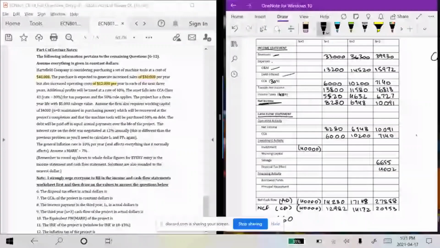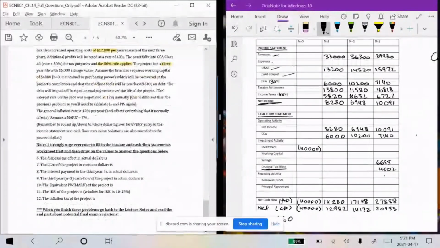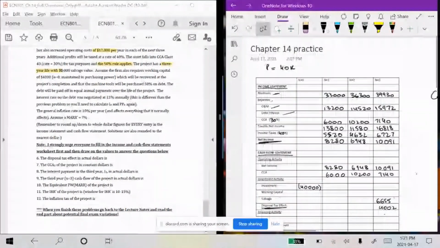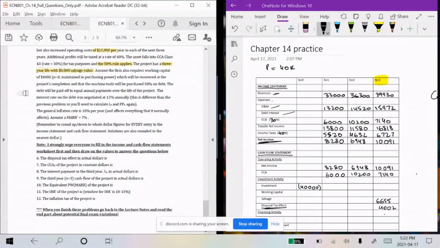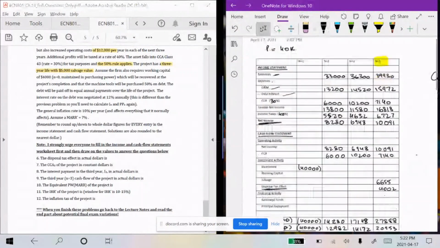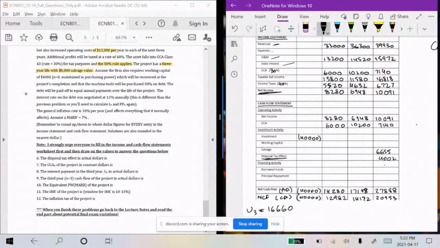Okay, then the asset falls, okay, this is done. And the 50% rule applies. So yeah, the 50% rule is basically in every single question in our course. You just need to use that. The project has a 3-year life. Most of the table that he has given us has 3 years. It's $5,000 salvage value. And the salvage value will come here later. This might be confusing right now of how I got 6,655, but I'll get to it later on.